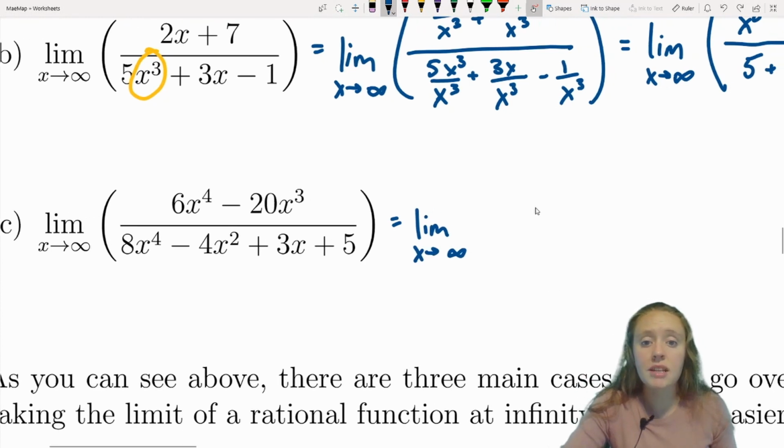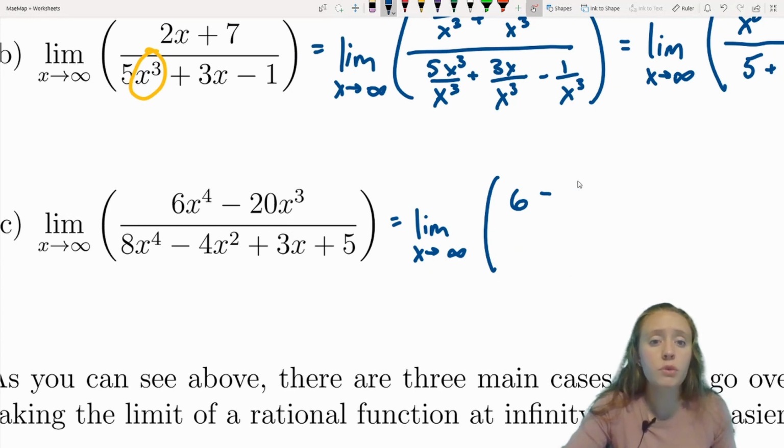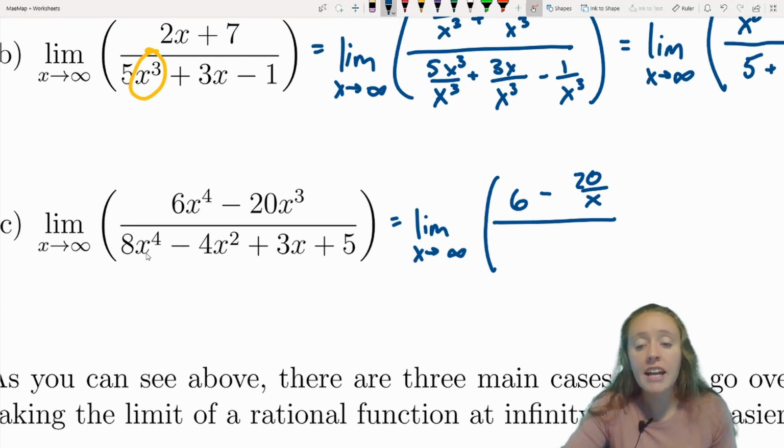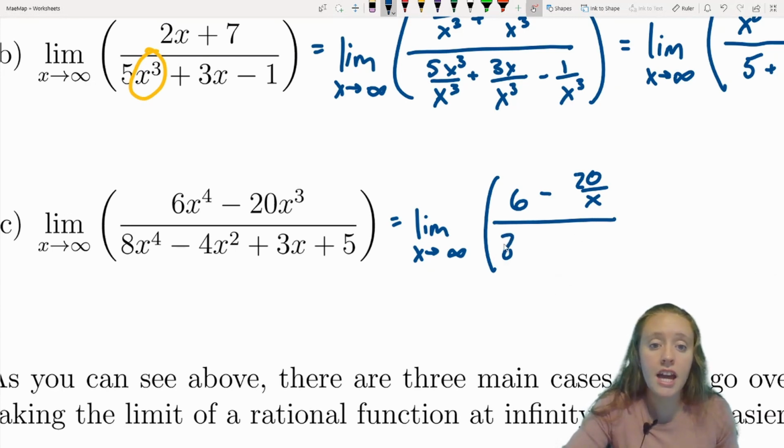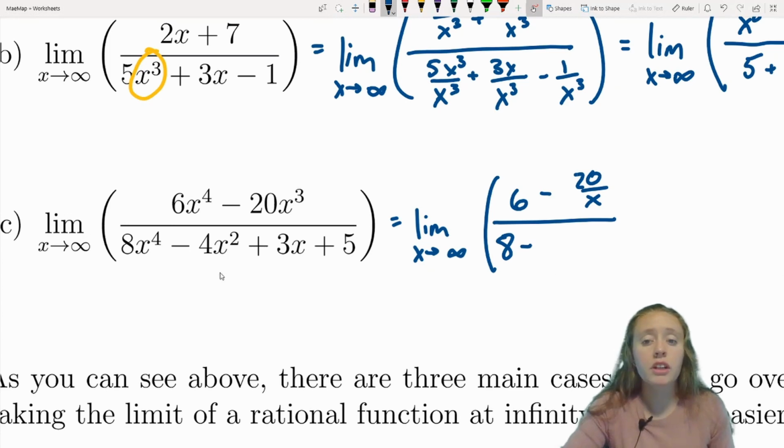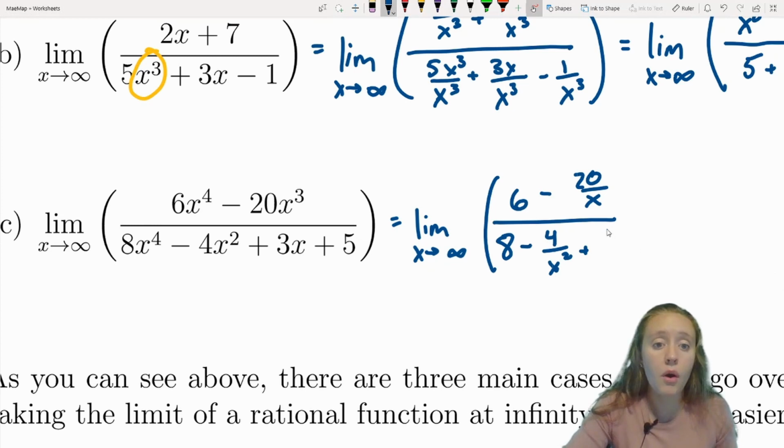And I'll go ahead and do this in my head so that I don't have to continue to write it out. So 6x to the 4th over x to the 4th is going to be 6, minus 20x cubed over x to the 4th is going to be 20 over x. And in my denominator, 8x to the 4th over x to the 4th is 8, minus, if I have 4x squared over x to the 4th, that's going to be 4 over x squared. Then I have 3x over x to the 4th, which is going to be 3 over x cubed. And then lastly, I'm going to have my 5 over x to the 4th.